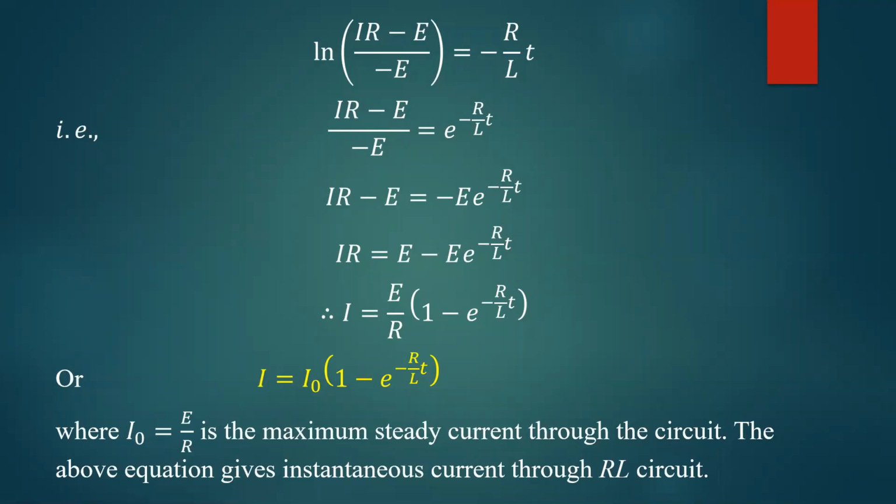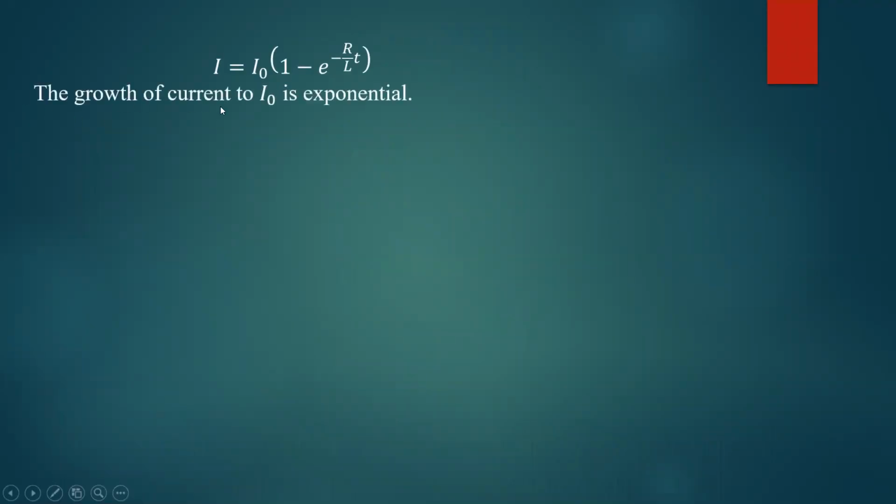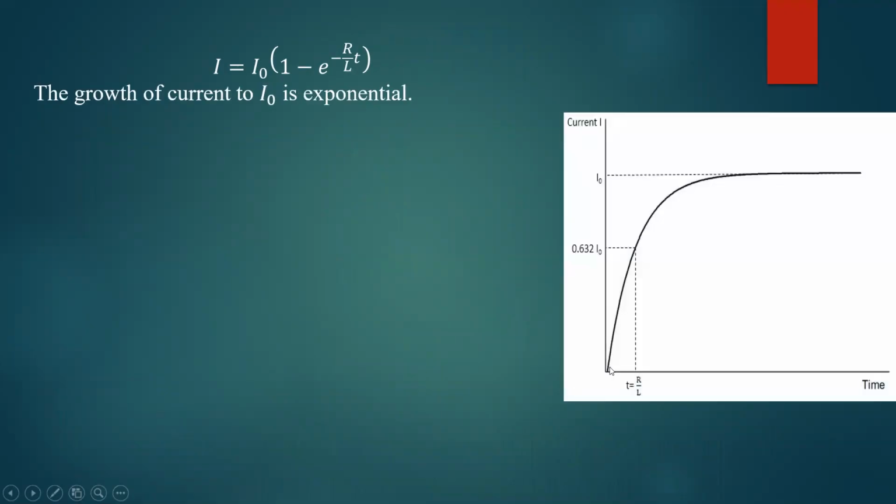Again, we can define the time constant of the circuit in this series RL circuit as we have done in the series RC circuit. So let us do that. This is the expression we have obtained for current through the circuit, that is I equal to I naught into 1 minus e to the power minus R by L into T. It shows that the growth of current is exponential. This is how the current grows.